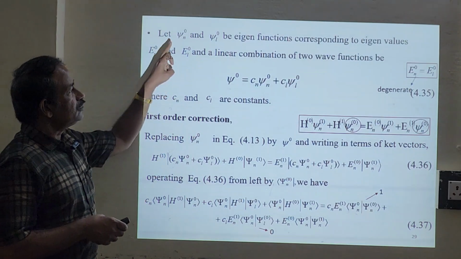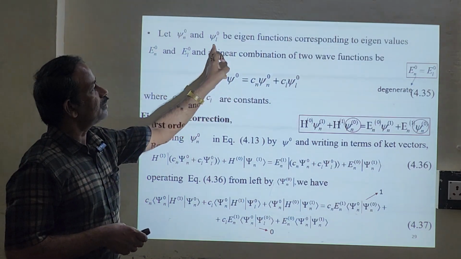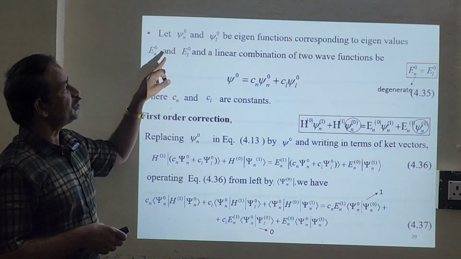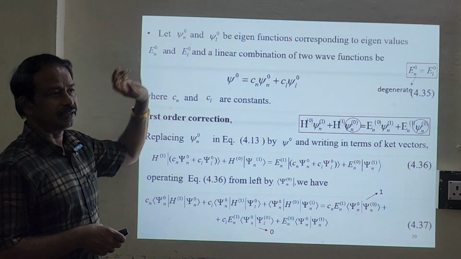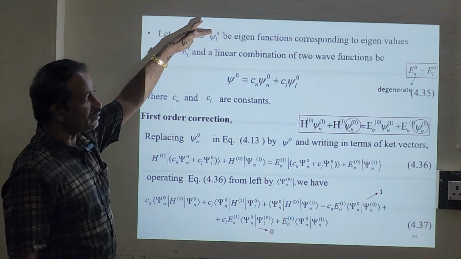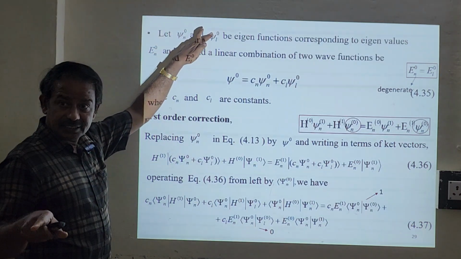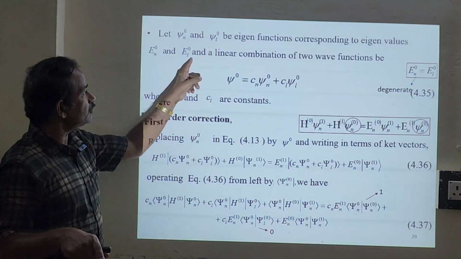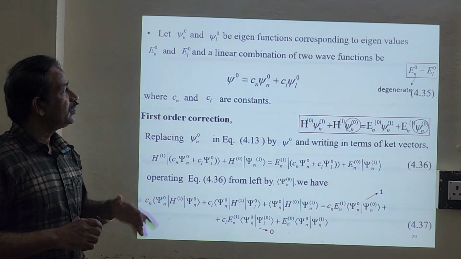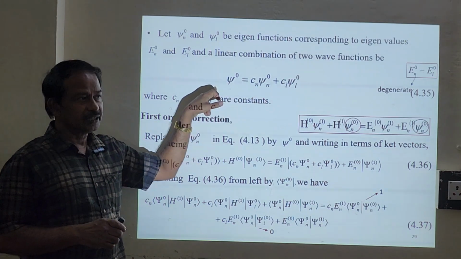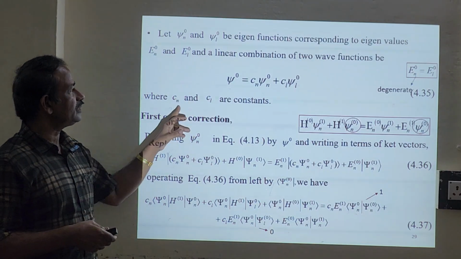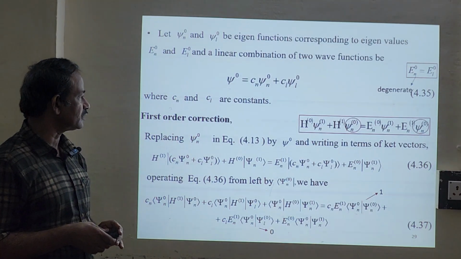So let psi n0 and psi l0 both be eigenwave functions corresponding to the eigenvalues En0 and El0. This will be the energy for this wave function, and this will be the energy for that wave function. For the degenerate case, these two should be equal. Now, as I said, this is the linear combination of the wave functions we just discussed, where Cn and Cl are some constants.